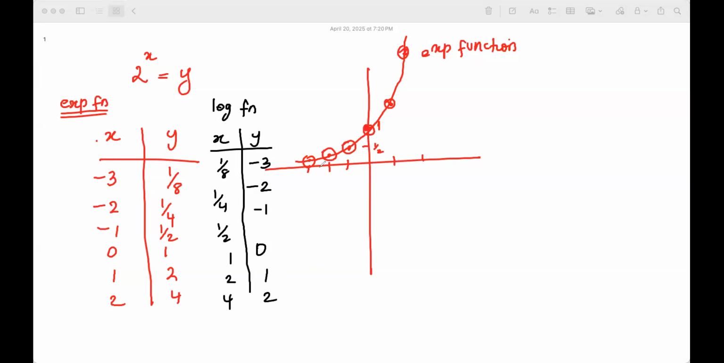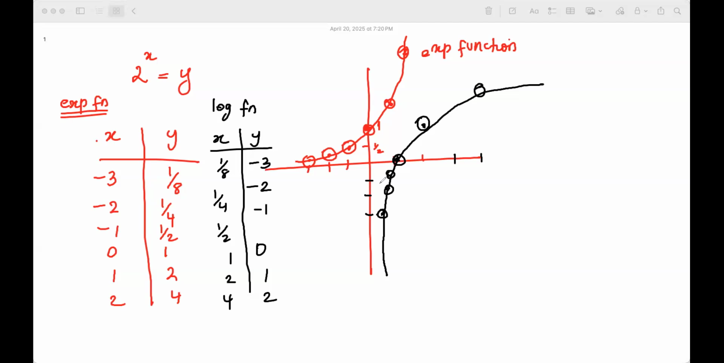Now let me go ahead and draw this. 1 by 8 is a -3. Okay, and then 1 by 4 is a -2. And then half is a -1. Okay. Now let me position it a little bit. I have positioned it badly. 1 is a 0. Then 2 is a 1. 1 is in here. Okay. And then 4 is a 2. See what is happening?